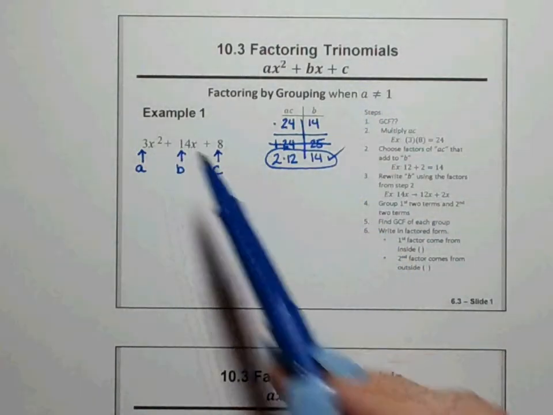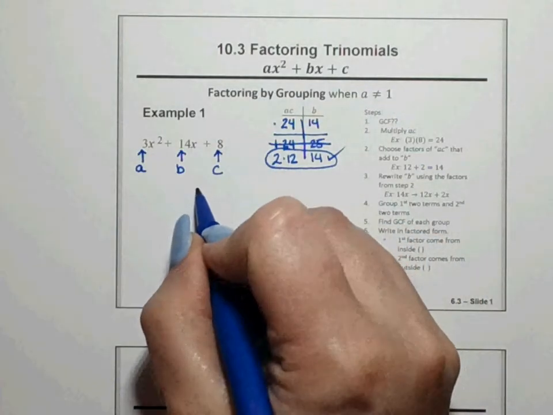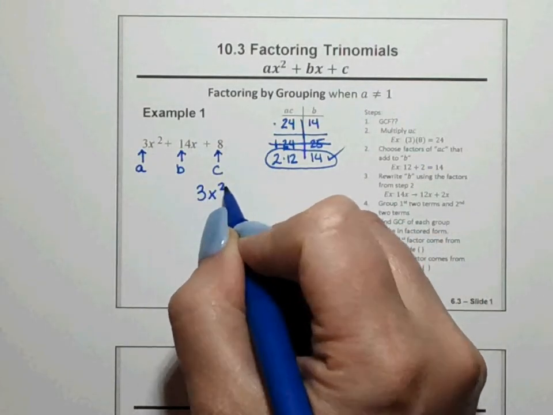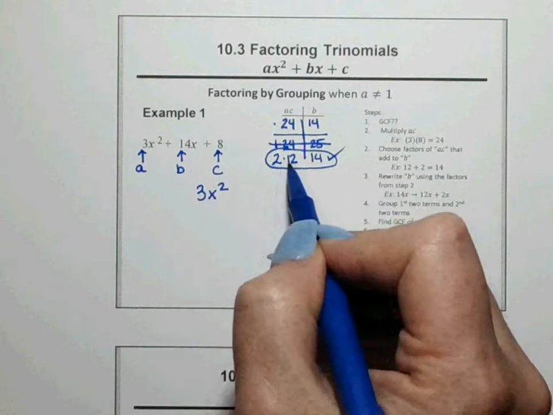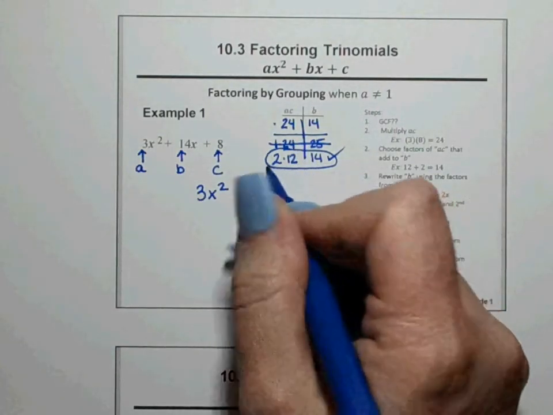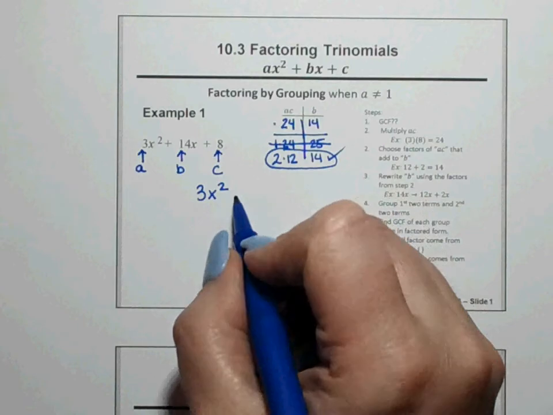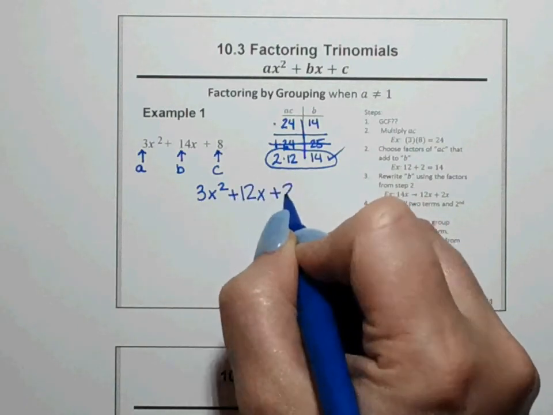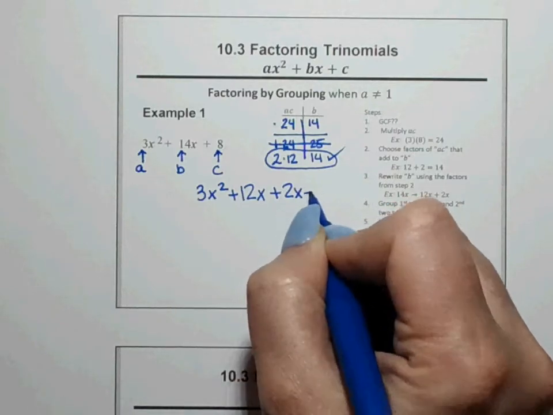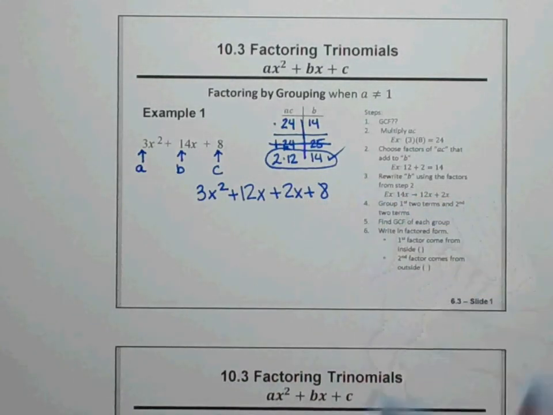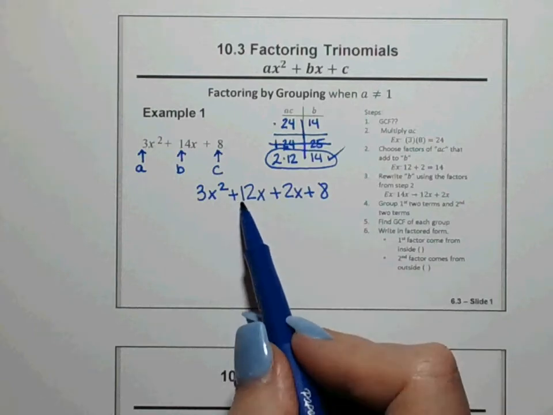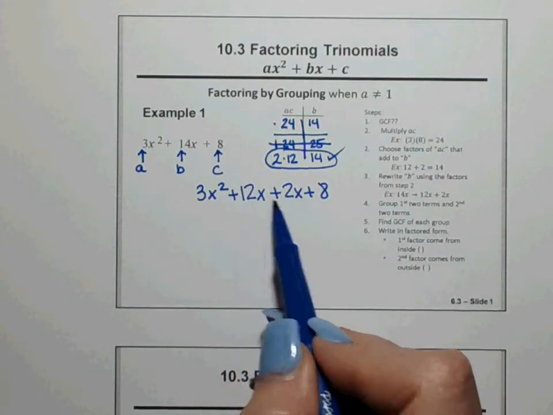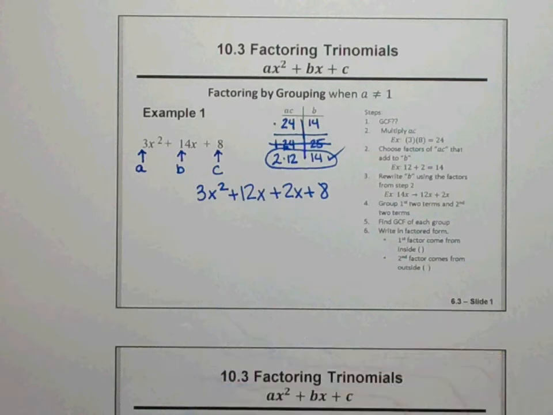Okay, so once I have found my factors of AC that add up to B, I'm going to rewrite this b term using these factors. So I've got 3x squared, and then I'm going to rewrite b using these two terms. So 3x squared, plus 12x plus 2x plus 8. I could have put the 2x first and then the 12x. It really doesn't matter the order, just so long as you rewrite that b term correctly.